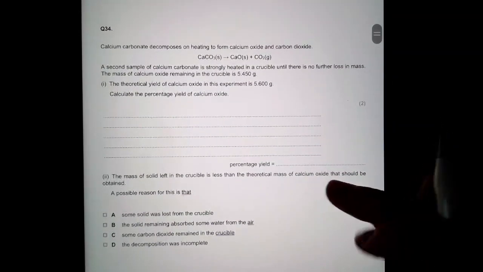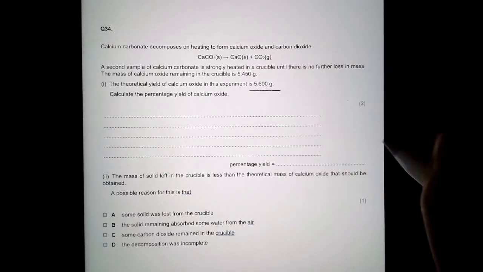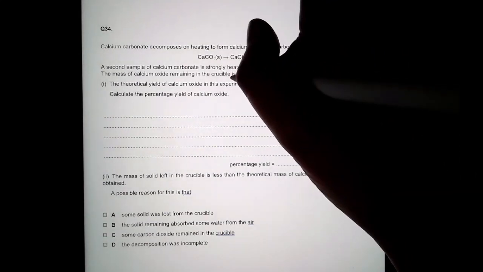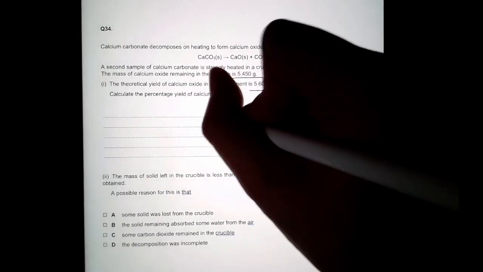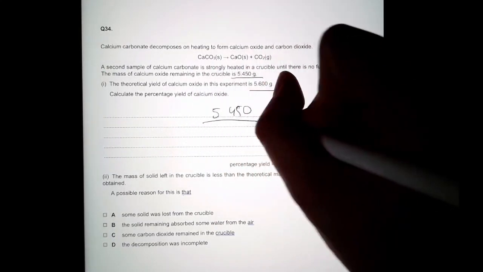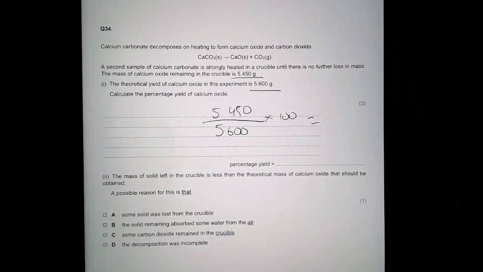The next question, they tell you in theory, in this reaction, you should make 5.600 grams. All right, so that's your theoretical yield. And they tell you here, the mass that you actually get is 5.450. So again, it's actual 5.450 over theoretical times by 100 equals.